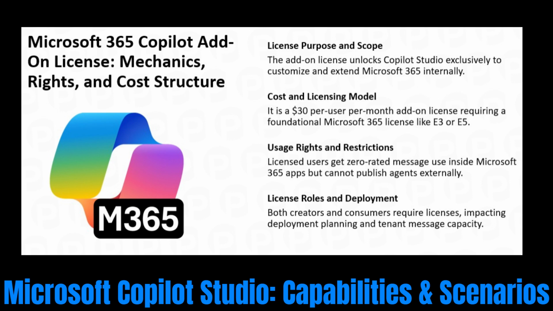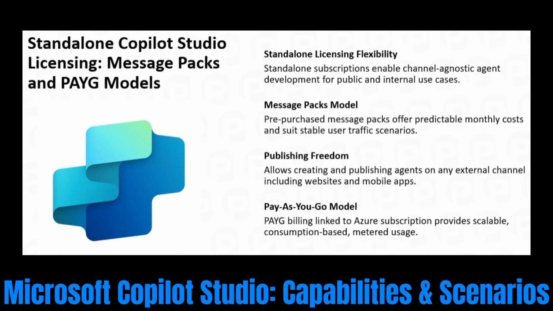Okay, but what if your AI dreams are bigger than that garden? What if you absolutely need that bot on your public website answering customer questions or integrating deeply with external systems? That's a whole new ballgame, isn't it? Requires a different approach. So how do you license Copilot Studio if you need to go beyond the internal M365 world? Right. To break out of that walled garden, you need the standalone subscription path. This really turns Copilot Studio into a full-blown channel-agnostic platform. Anything goes, pretty much. And you license this either through pre-purchase message packs or via a pay-as-you-go model, PAYG, linked to an Azure subscription.